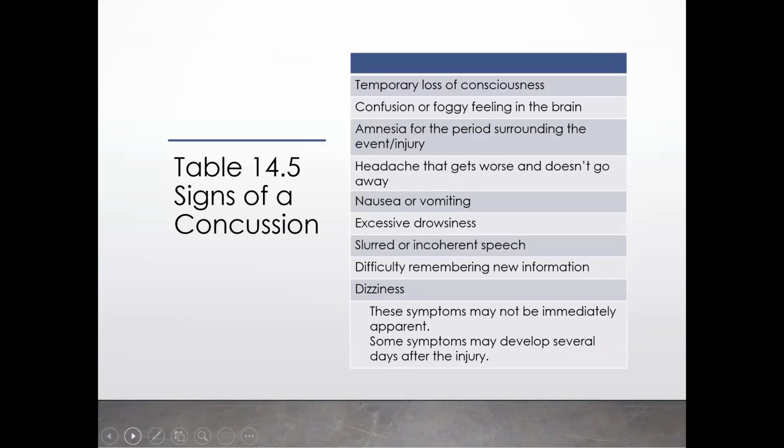So what are some of the signs of a concussion? Well, temporary loss of consciousness, confusion or foggy feeling in the brain, maybe amnesia for the period surrounding the event, a headache that gets worse and doesn't go away, nausea, vomiting, excessive drowsiness, slurred or incoherent speech, difficulty remembering new information, and dizziness. These symptoms may not always be immediately apparent, and some might develop several days after the injury.